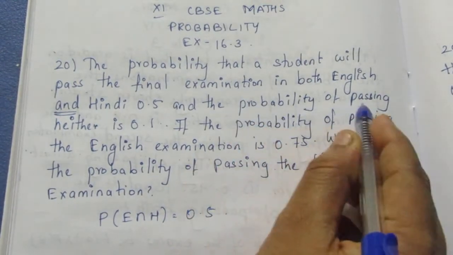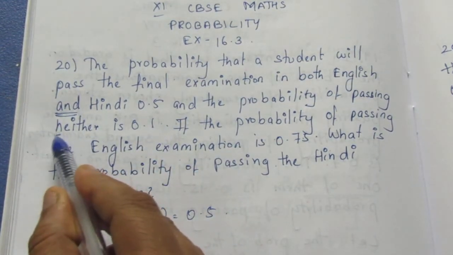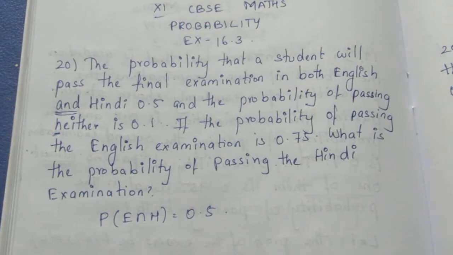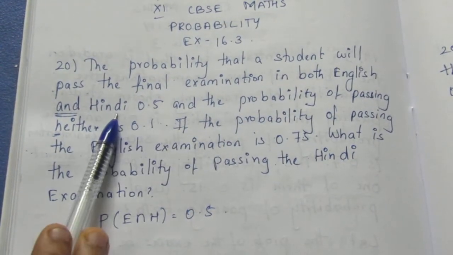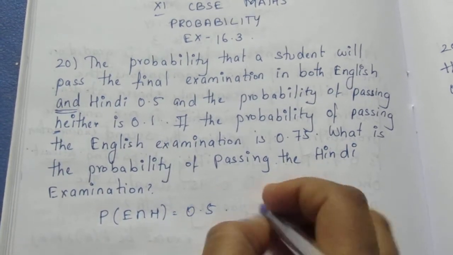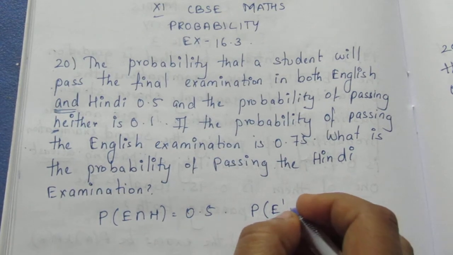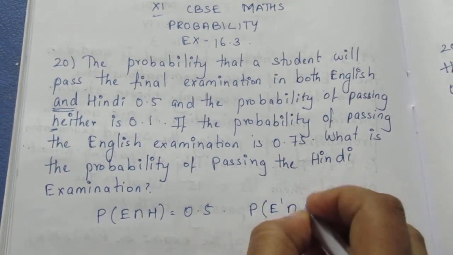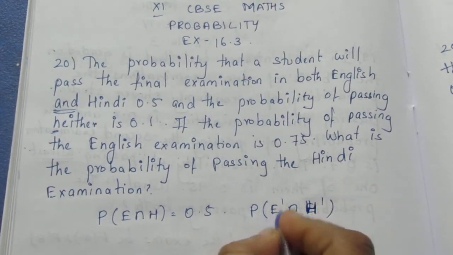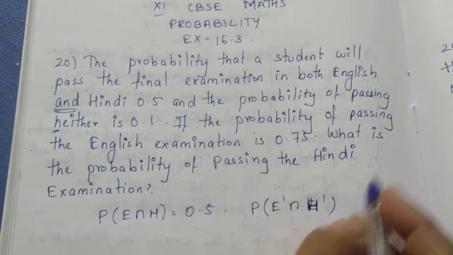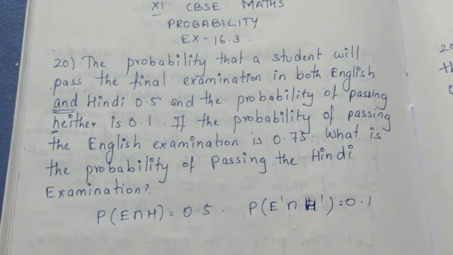And the probability of passing neither is 0.1. Neither means no. Remember that N means no. So they have not passed in Hindi as well as not passed in English. So no means usually we take it to be complement. So E complement intersection H complement. Neither English nor Hindi, neither is 0.1. So this is equal to 0.1.